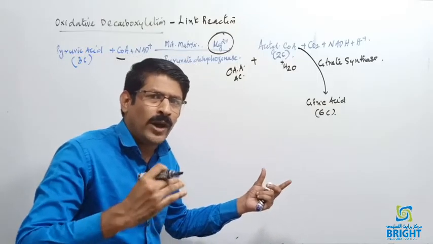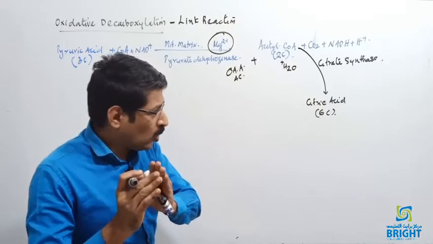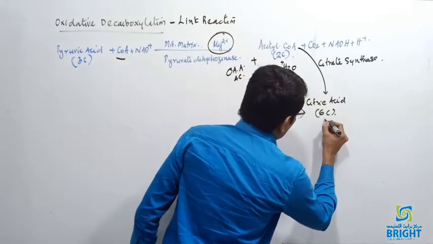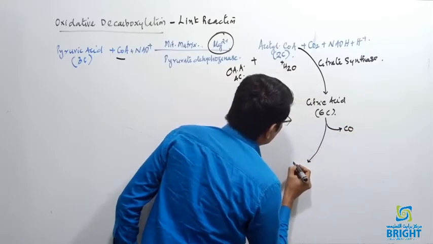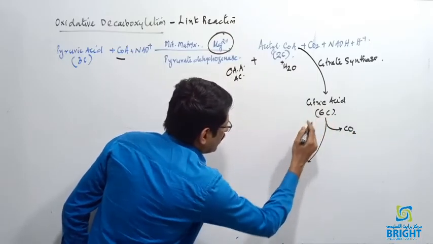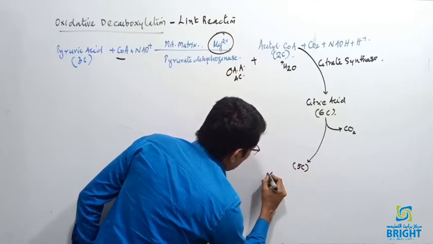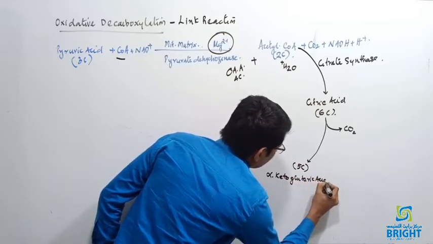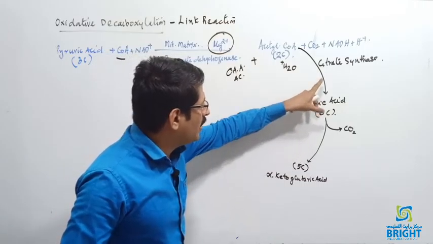And next is the stepwise removal of carbon dioxide, and it is associated with the stepwise removal of proton and coupled with the formation of NADH+H+. Then in the next stage, one molecule of carbon is released and it is converted into a 5-carbon compound. It is called alpha ketoglutaric acid.